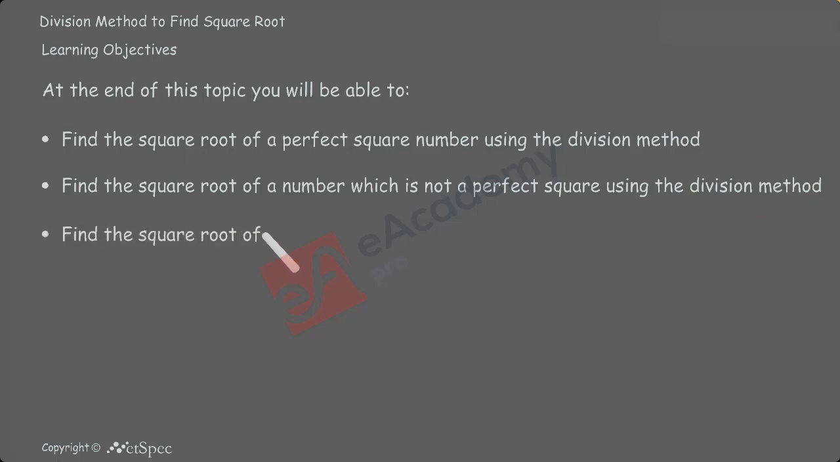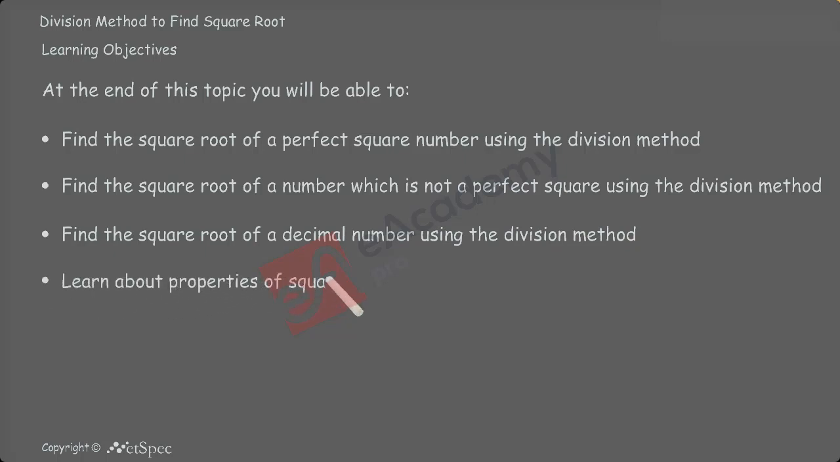Find the square root of a decimal number using the division method. Learn about properties of square root. Solve problems related to square roots and squares. Let us begin the topic by finding the square root of the number which is a perfect square.